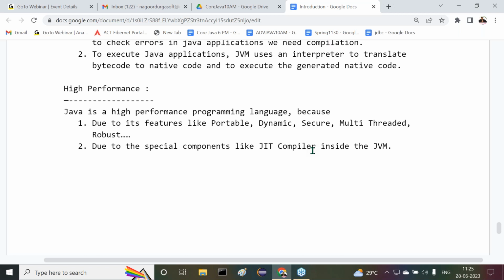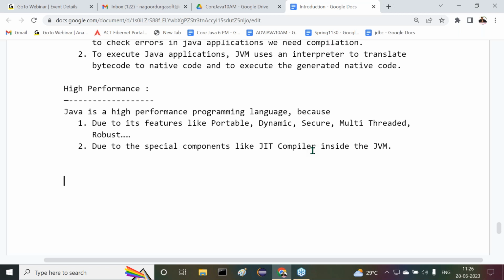How can you say Java is an interpretive programming language? The point we have to understand is that Java is both a compiled and an interpreted programming language. How can you say Java is compiled? To translate the program from high level to low level, that is, source code to bytecode, and to check the errors in our program, we need compilation. So Java is a compiled programming language. How can you say Java is interpreted? To execute Java programs, we need an interpreter inside the JVM. Because of that, Java is an interpreted programming language. That's okay, fine.